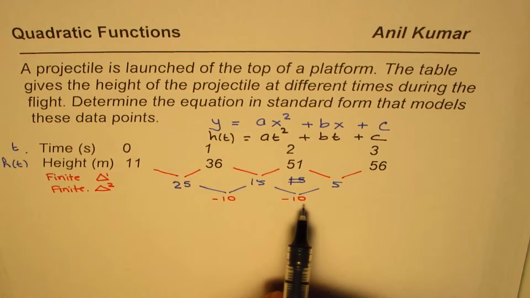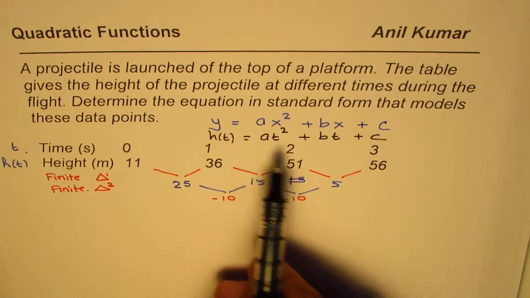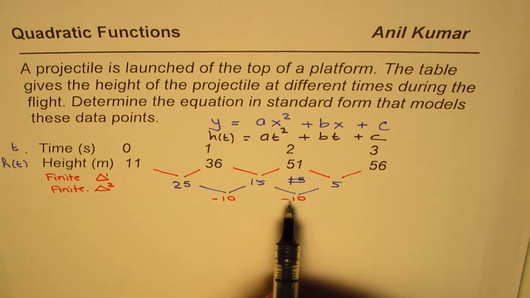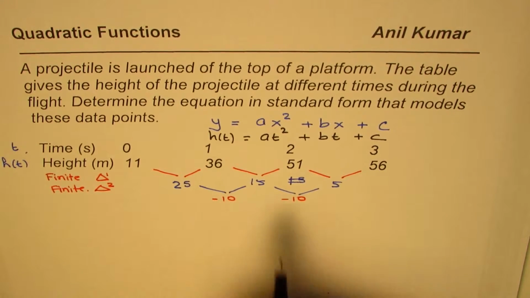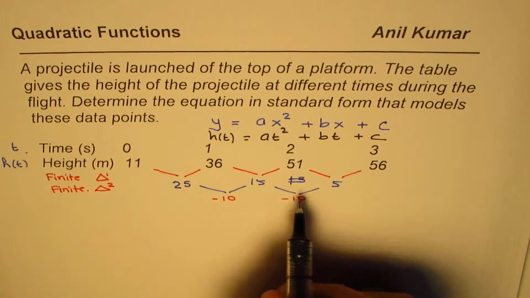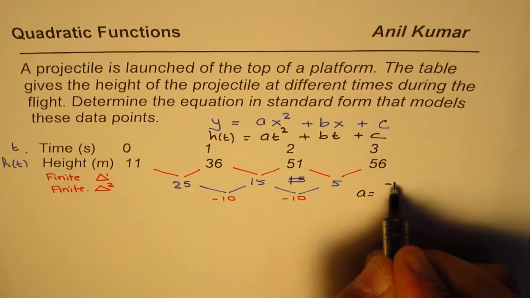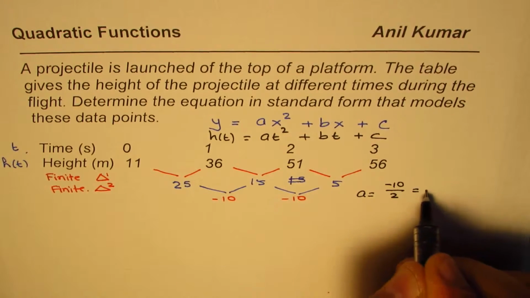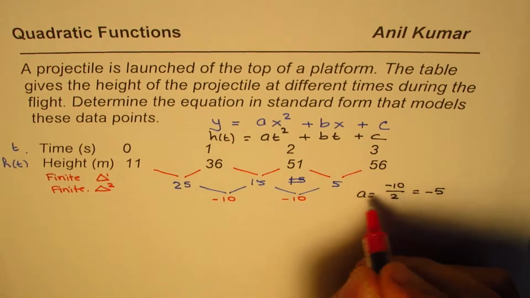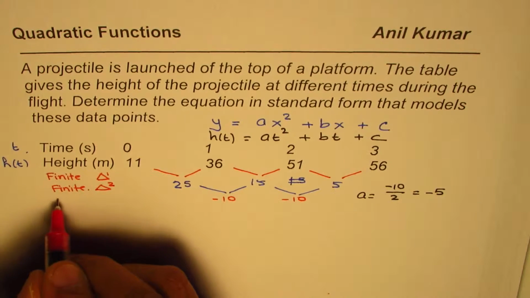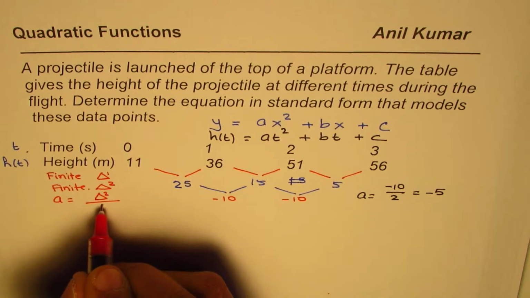Now, if the second finite difference is constant, can you tell me what is the value of a? As you know, the finite difference really tells you what the value of a is. If the second is constant, then a is the constant finite difference divided by 2. So a equals minus 10 over 2, and that is minus 5. So that's the value of a.